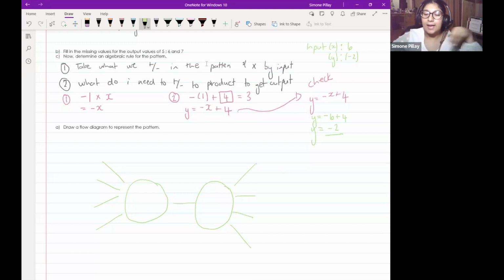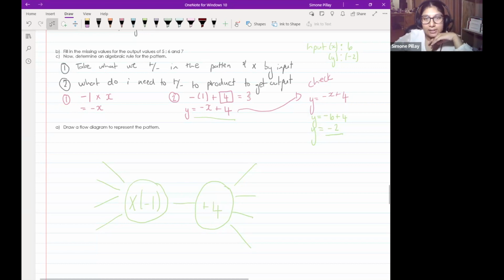Now that I have my rule, it's actually easy for me to see what I have to put as my rule in my flow diagram. My rule over here, look at what we're doing to X. We are making it negative. So that means I have to multiply by -1. And then after I multiply by -1, I am then adding 4.